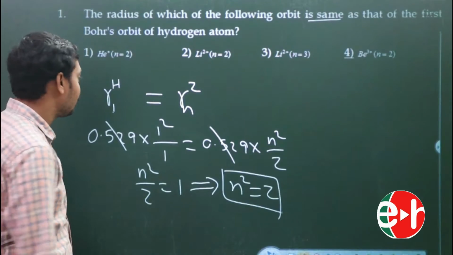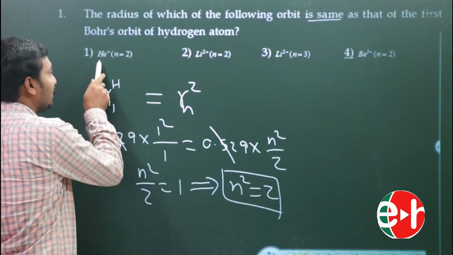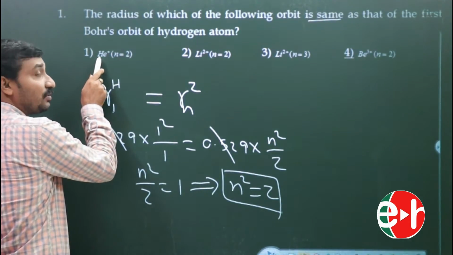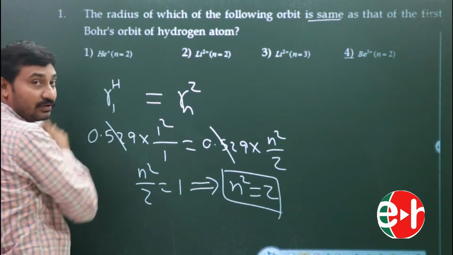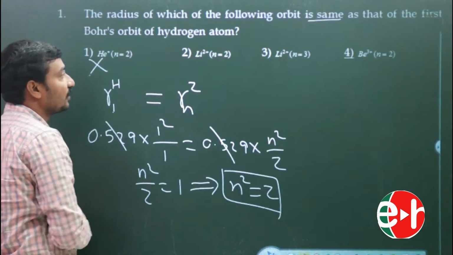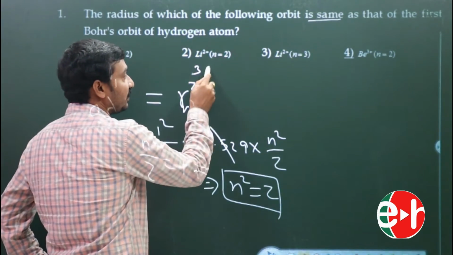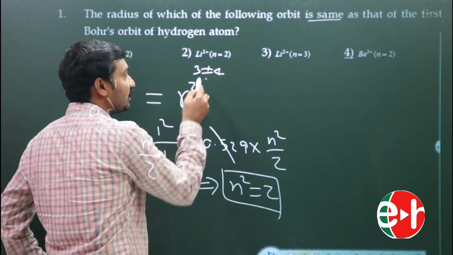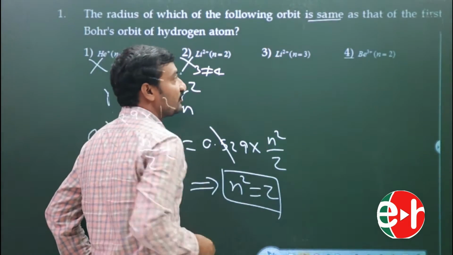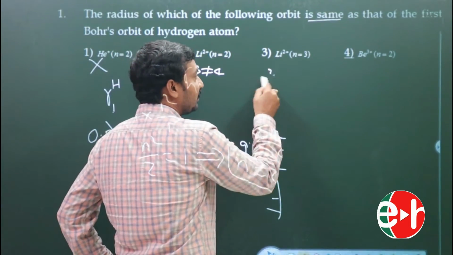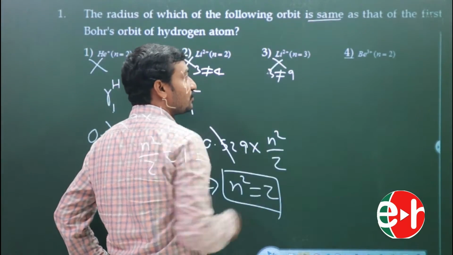Then go with the options. N value 2, 2 square is equal to, here helium atomic number 2. But here 2 square is 4, not equal to 2. So this option is wrong. Now here lithium atomic number 3, n square value 4, so this is not equal to 3. So this is wrong. And coming to this one, lithium atomic number 3, n square 9. So 3 is not equal to 9. So this option is also wrong.